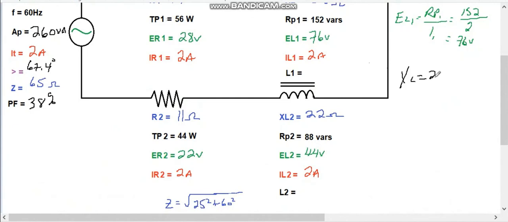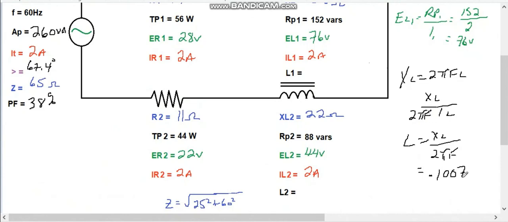we know XL equals 2 pi FL. So L must be equal to XL over 2 pi frequency. So in this case, for L1, I come out to 0.1007 Henries, or 100.7 millihenries.